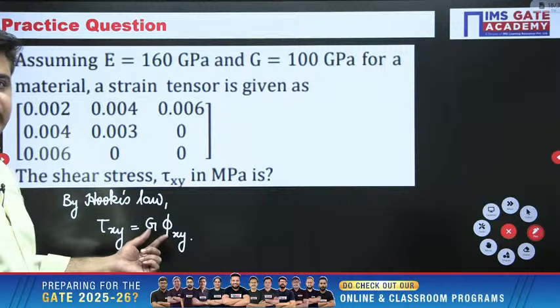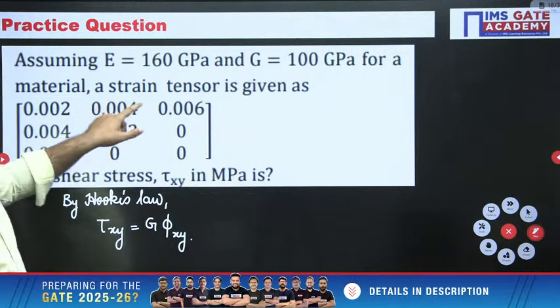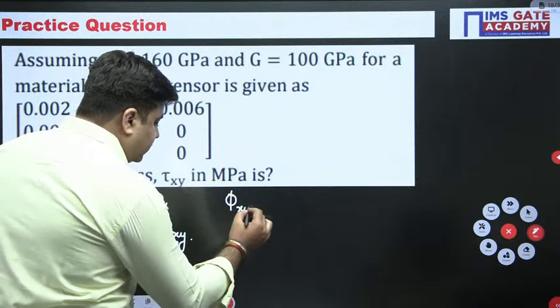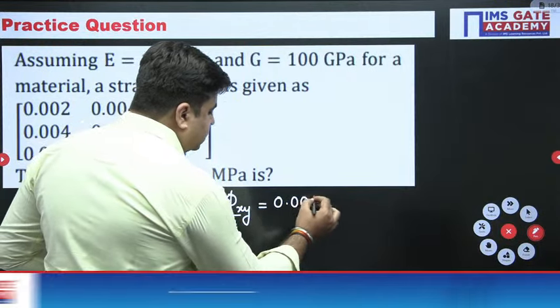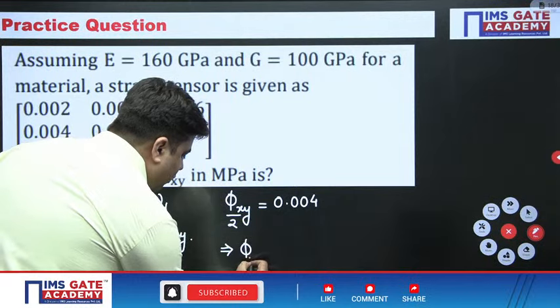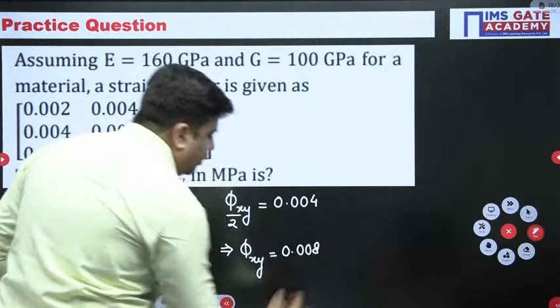Do you know the value of phi xy? This is phi xy by 2. Actually, phi xy by 2 is 0.004. So what will be the value of phi xy? Phi xy will be equal to 0.008. This is the value of phi xy.